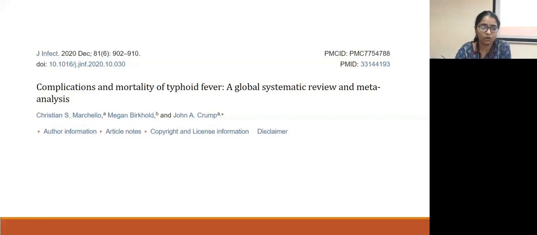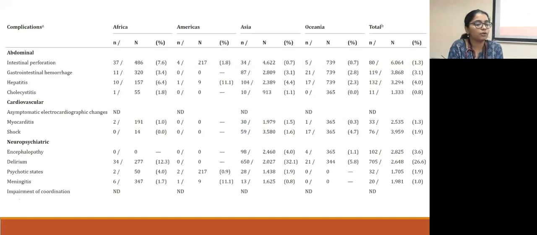Just a small article on complications and mortality of typhoid fever. It's a systematic review and a meta-analysis. So I just want to highlight the fact that among Asians, the abdominal complications of hepatitis are the highest, followed by gastrointestinal hemorrhage, which was actually seen in our patient.